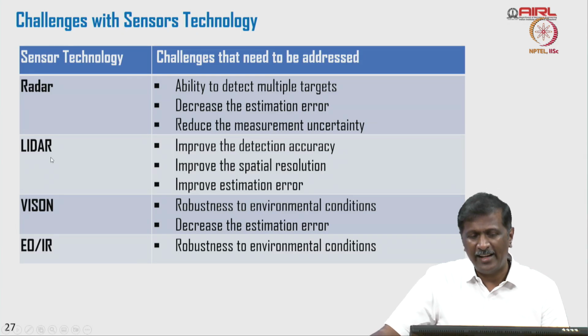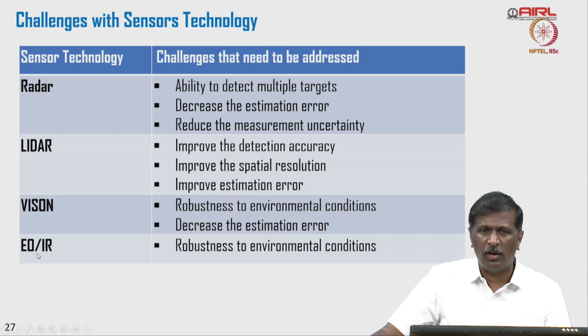If I use LiDAR, I can improve the detection accuracy again. I can improve the spatial resolution, but I can also improve the estimation error. If I use computer vision with a small low cost camera, robustness to environmental condition I can handle, and I can decrease the estimation error to some extent. If I do electro-optical, it will be very robust to environmental condition, but again I will have issues with respect to uncertainty in estimation, right. The longer the distance, the higher the probability of error, right.